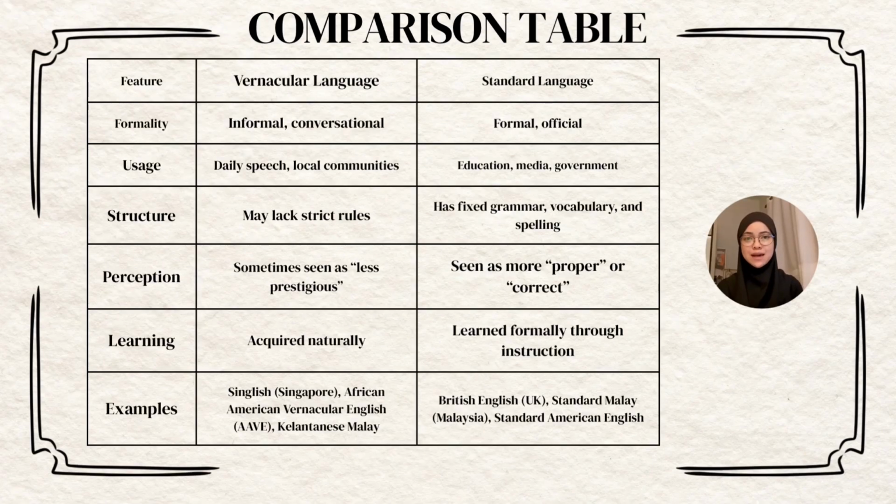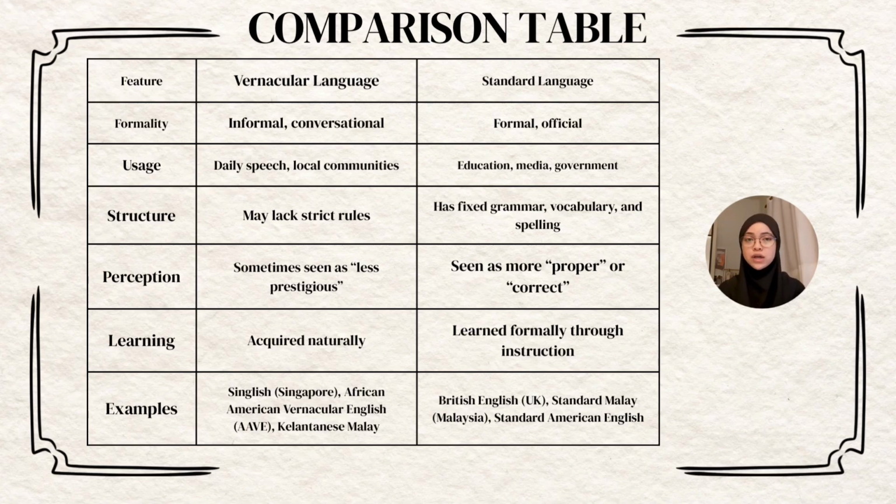Let's compare some key features of both types. Formality. Vernacular language is informal and conversational, while standard language is more formal and official. Usage. Vernacular is used in daily speech and within local communities. Standard language is used in schools, government, and professional settings.